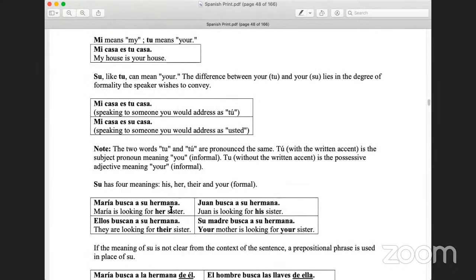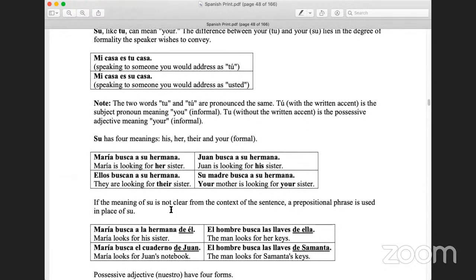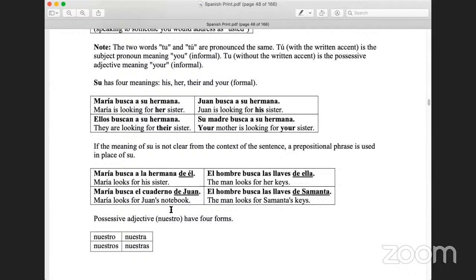Su, like tu, can mean your. The difference between tu and su lies in the degree of formality the speaker wishes to convey. Mi casa es tu casa, speaking to someone you would address as tú, like somebody you're familiar with. Mi casa es su casa, speaking to someone you would address as usted. That means somebody's profession, or somebody in authority, or an elder.